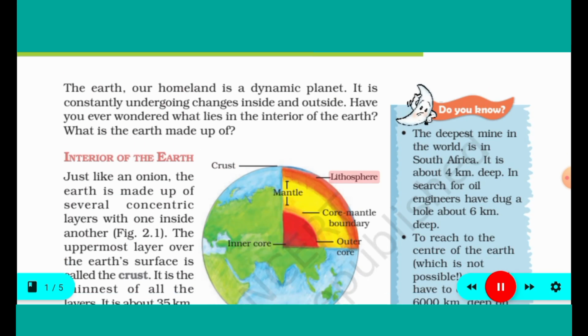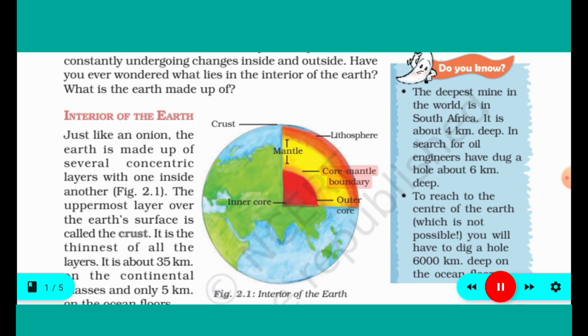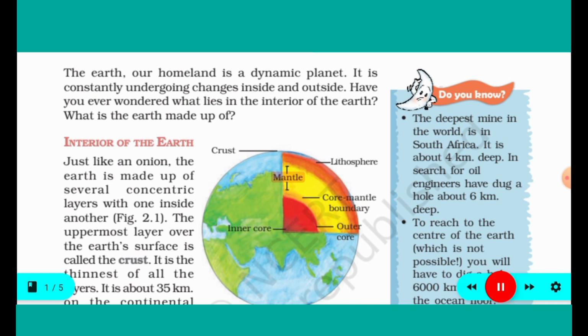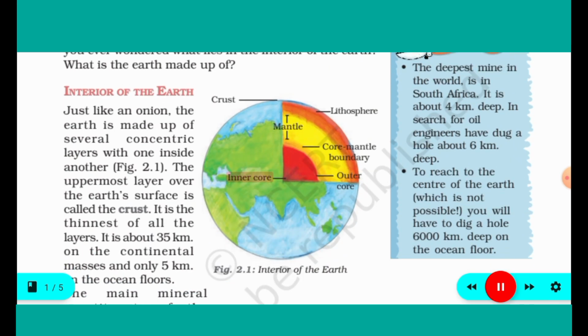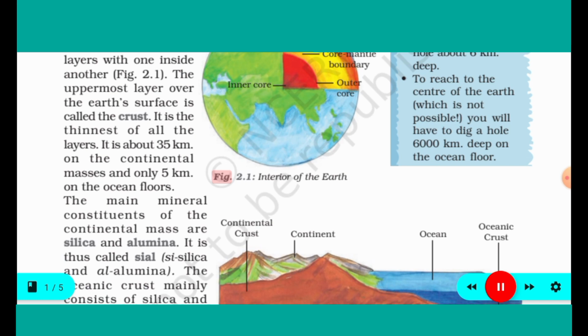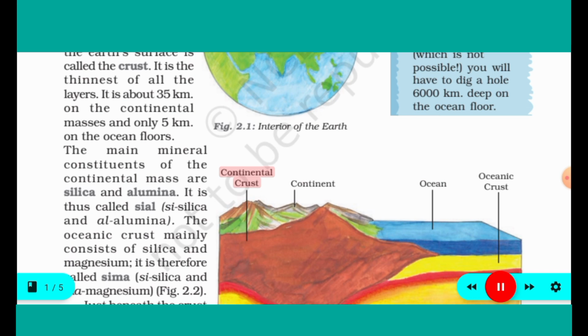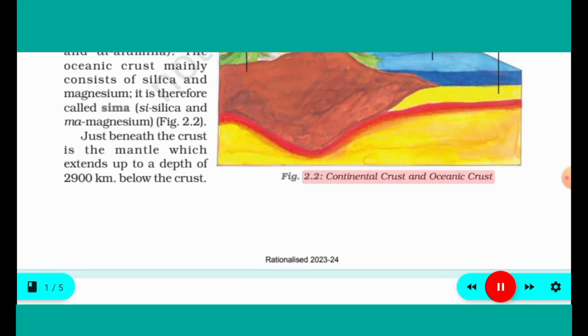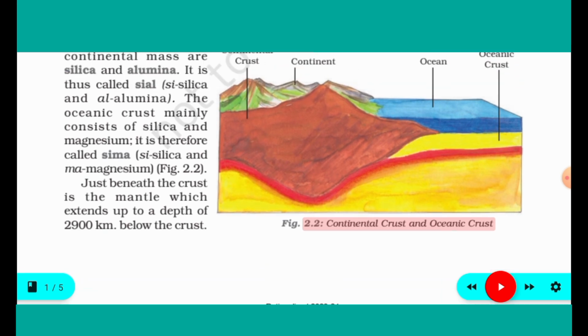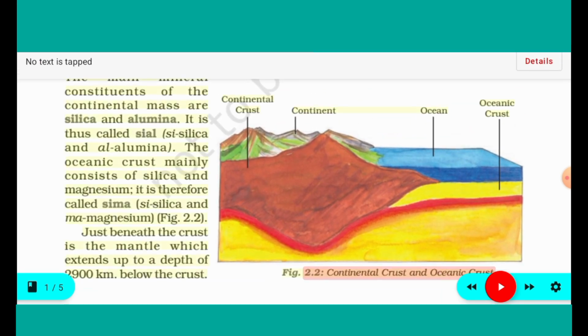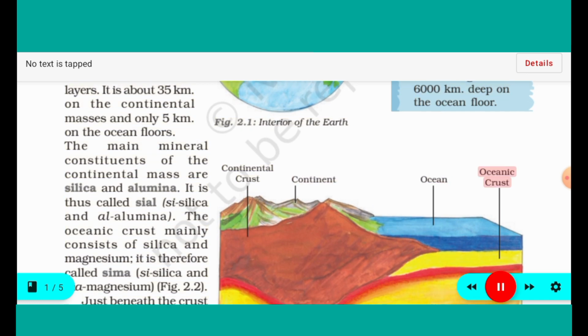Crust. Lithosphere. Core mantle boundary. Mantle. Outer core. Inner core. Fig. 2.1. Interior of the Earth. Continental crust. Fig. 2.2. Continental crust and oceanic crust. Oceanic crust.